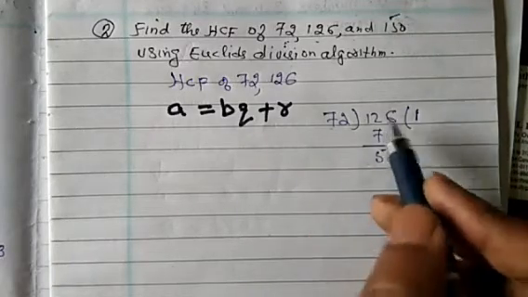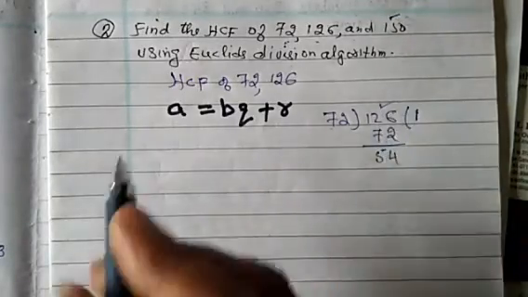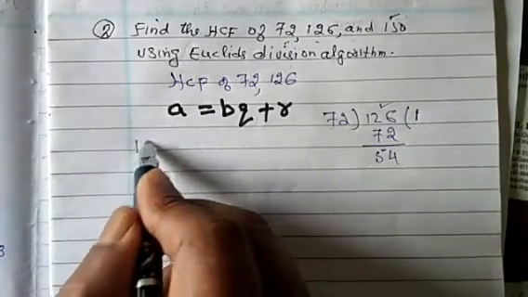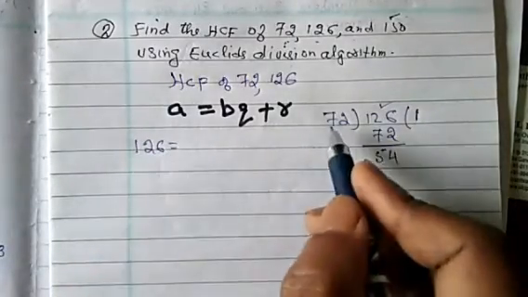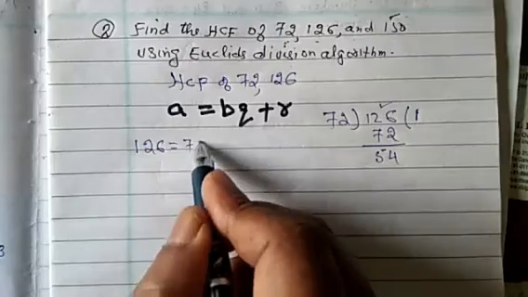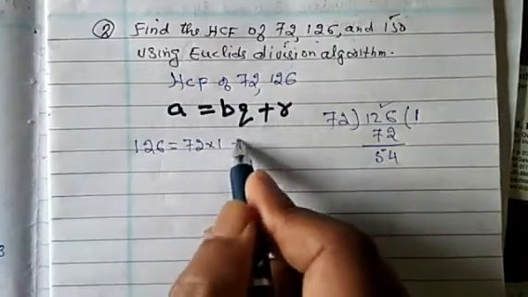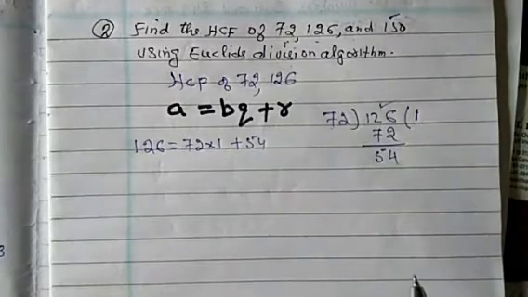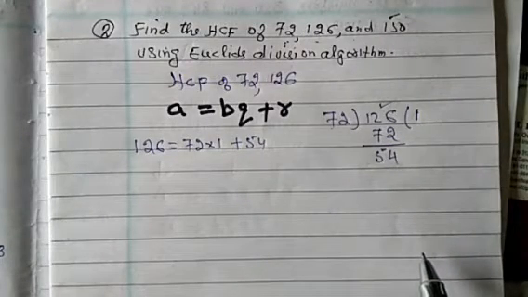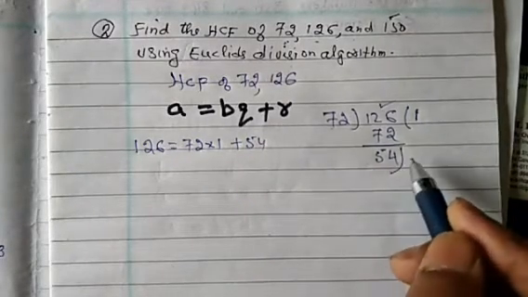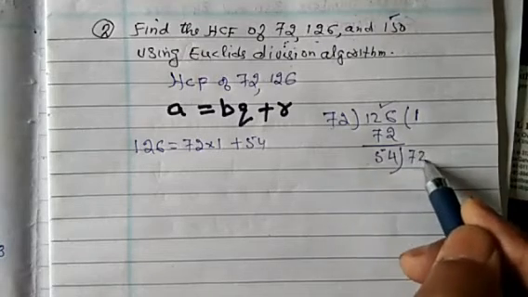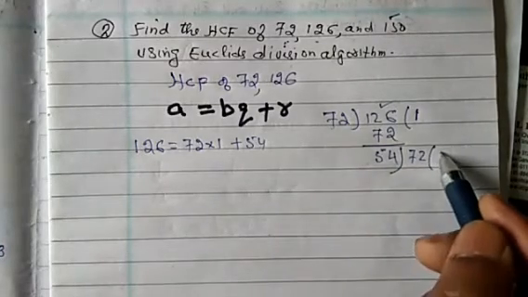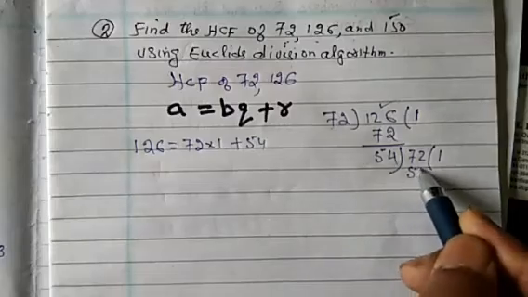So now I'll write it first. So what is this? This is the dividend, so I'll first write 126 is equal to divisor into quotient plus remainder, which is 54. I'm not going to stop till I get the remainder 0. The rule says like that. Again, 54 will be divided by 72. Again this will go once only, 54.